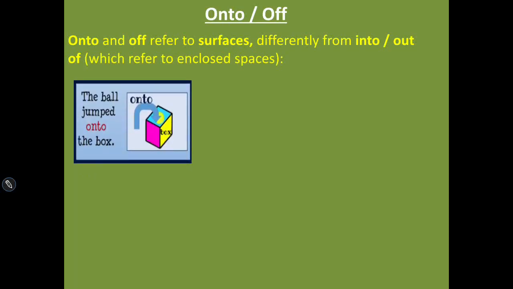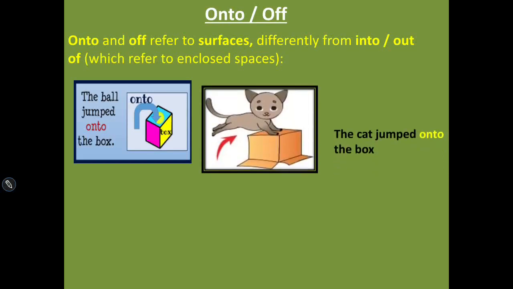Here is the picture. The ball jumped onto the box. You can see in the picture, the box is closed and it has a top. When the ball jumped on the box, this movement is called onto, because it's not going inside the box, it's touching the surface. So we can say onto. We have one more example.